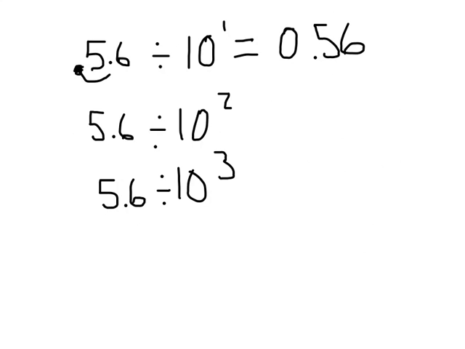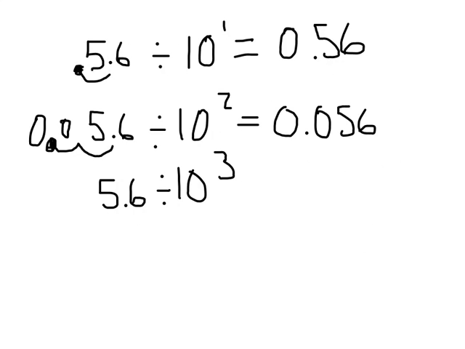If I divide by 10 to the second power, how many times do I need to move the decimal to the left? I need to move it 2 times. So I could move it once, twice, and fill in zeros. What's my result? Well, 5 6/10 divided by 10 to the second power is 56 thousandths.